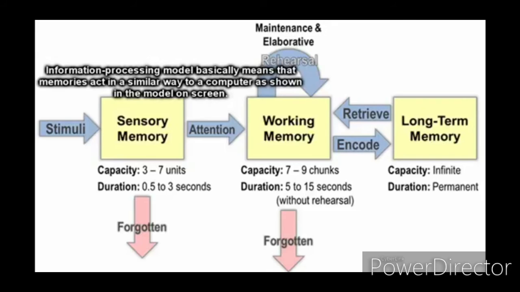Long-term memory. Through encoding, information has arrived at the final stage of the information processing model, that is long-term memory. Long-term memory provides permanent storage of information to later be retrieved. Unlike the previous two components of the information processing model, long-term memory has infinite capacity and permanent duration. If information is encoded effectively into long-term memory, we can say that learning has occurred.